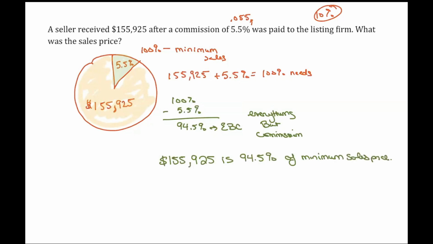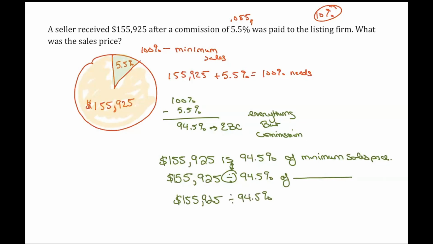And now that we've got that sentence, we can solve for the minimum sales price. We're going to multiply that. Well, we're not going to multiply, we're going to divide. $155,925 is 94.5% of some larger number. So we divide. I think of it as being a dividing sign. So I'm going to do 155,925 divided by 94.5% equals, and what do you get when you do that math?